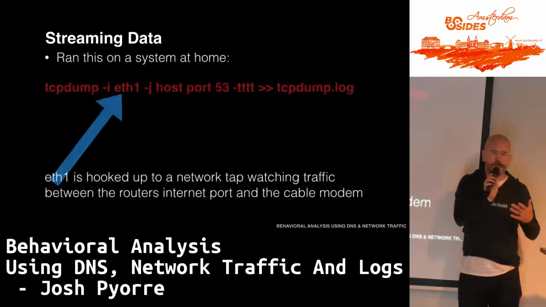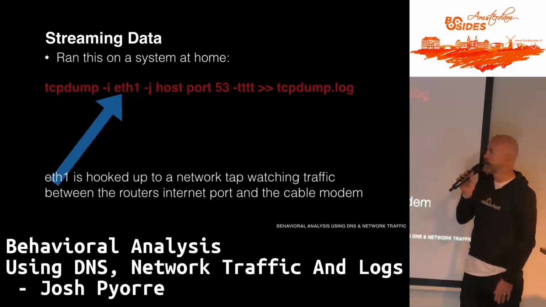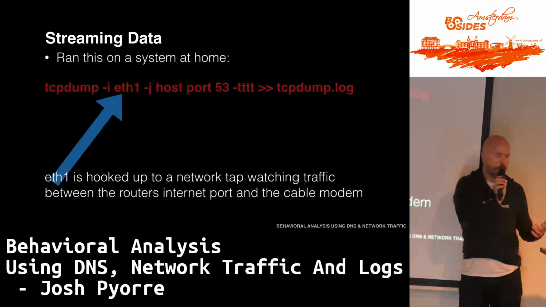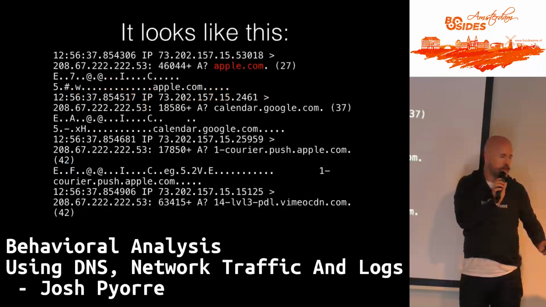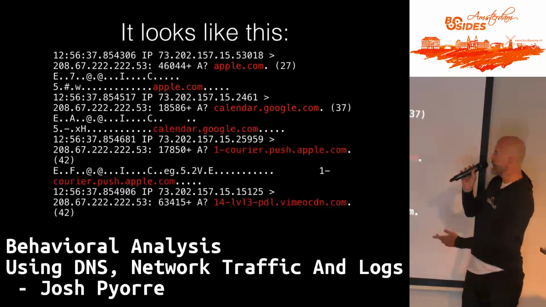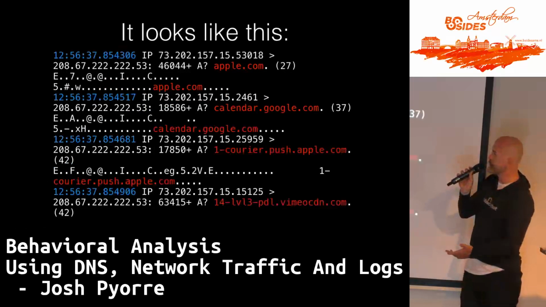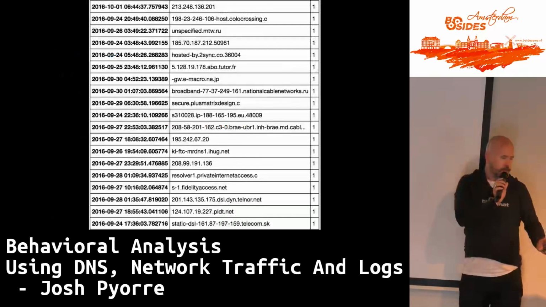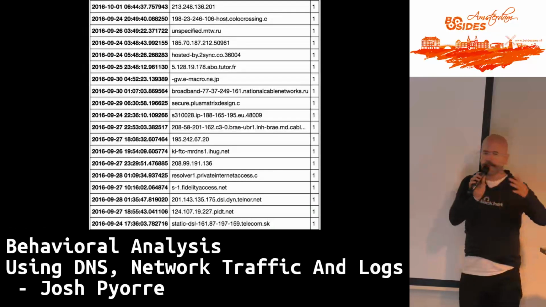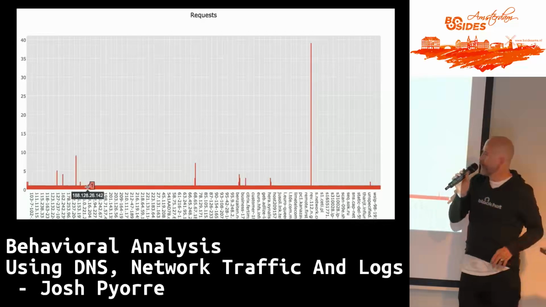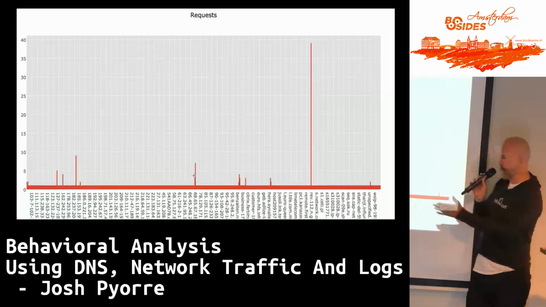So then I wanted to do a streaming situation where I'm capturing traffic and running stuff automatically on this. At first I ran tcpdump on my home system attached to a network tap, and I'm just watching the traffic and writing it to a tcpdump log, and it looks like this. You know, it's a mess, but there are domains there and there are timestamps. Those are the things I'm interested in. So I pull those out, I do my top domain situation, and I'm down to the ones I care about.